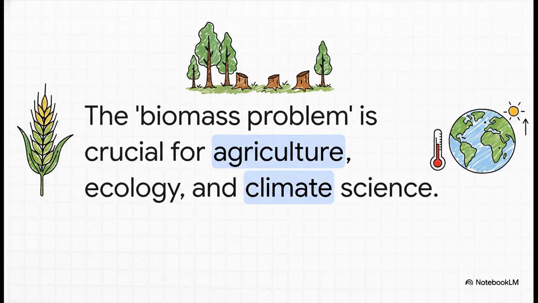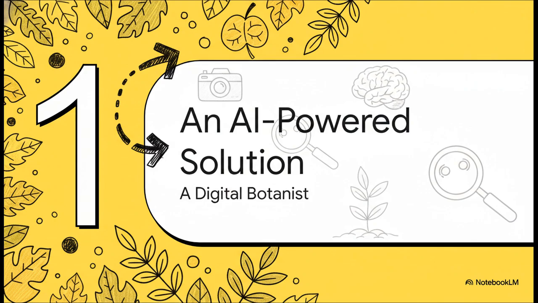And solving it is absolutely crucial for things like improving crop yields for farmers, tracking deforestation, and even understanding the big picture of climate change. So, how in the world do we solve it? Well, what if we didn't have to measure it all by hand? What if we could train a special AI? Think of it like a digital botanist to look at pictures just like that one and calculate the biomass for us. That is exactly what this experiment is all about.